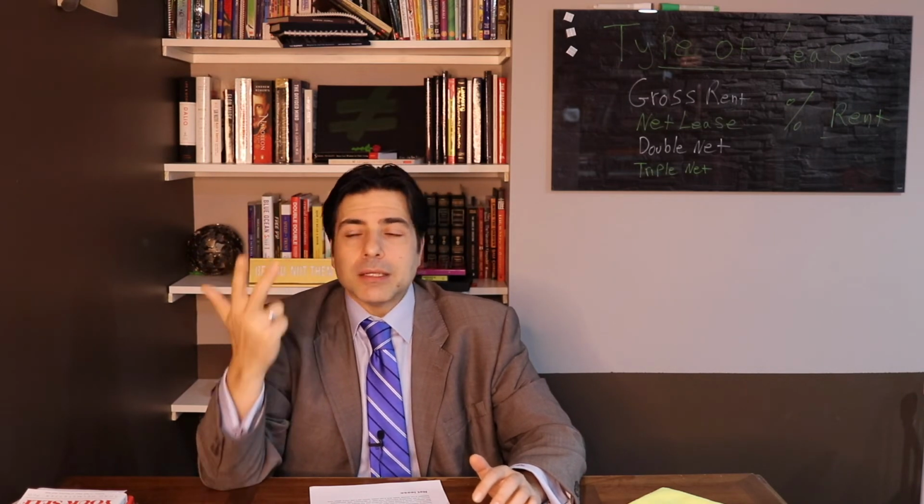Okay, so that's what we have. Let me do a quick recap. We've got the gross rent, the net lease, the double net, the triple net, and the percentage rent. Those are the five. Now, I touched upon the absolute, but the absolute ties into the triple net, so I don't really want to call that a number six in the category.